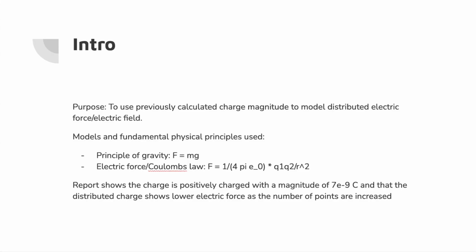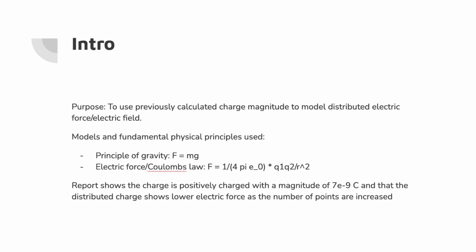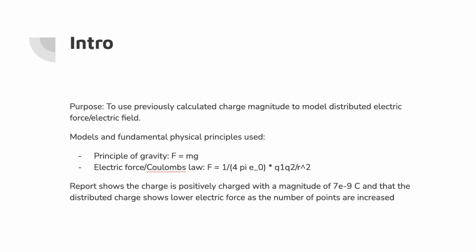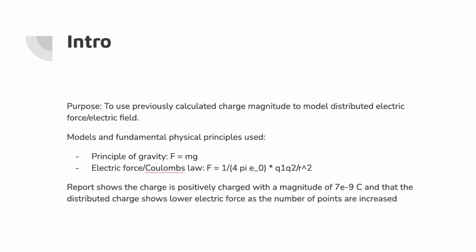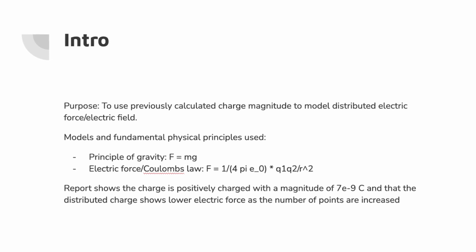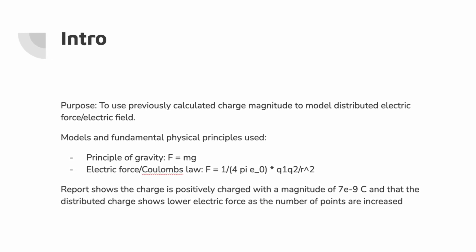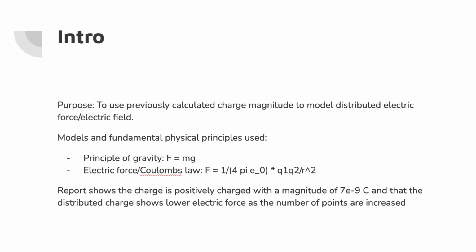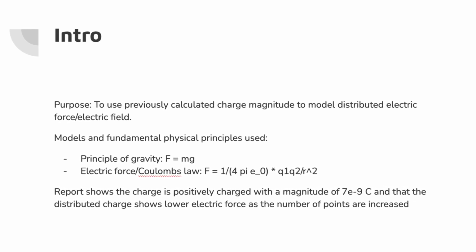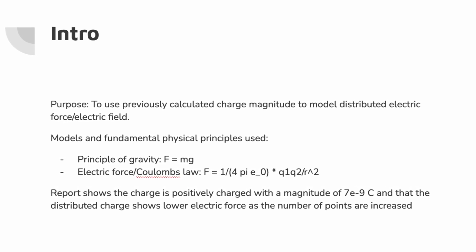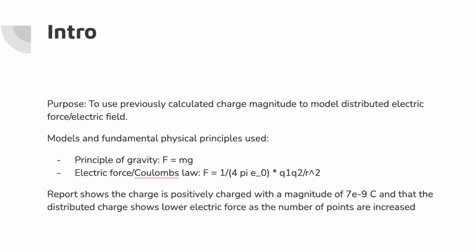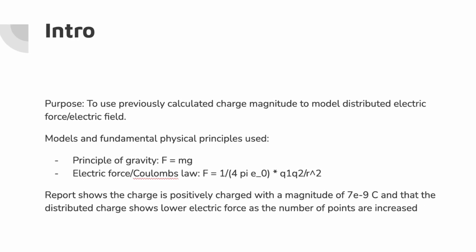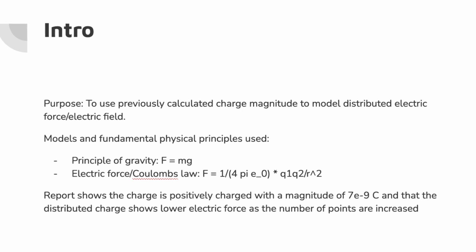The purpose of this lab is to use the previously calculated charge magnitude to model distributed electric force/electric field. The models and fundamental physical principles used are the principle of gravity, F equals mg, and electric force/Coulomb's law, F equals 1 over 4 pi epsilon naught times q1 q2 over r squared. The report shows the charge is positively charged with a magnitude of 7 times e to the negative 9 coulombs, and that the distributed charge shows lower electric force as the number of points are increased.